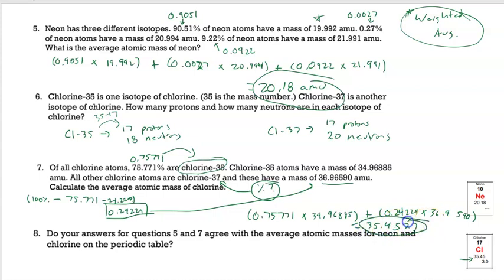35.4527. Okay, so for number 8, it says do your answers for questions 5 and 7 agree with the average masses for neon and chlorine on the periodic table. Well, neon's average mass is 20.18. That matches up quite nicely. Chlorine's average mass is 35.45, which matches up there quite nicely. So I'm going to put a big fat yes with an exclamation point, because it's nice when things work out the way they're supposed to.